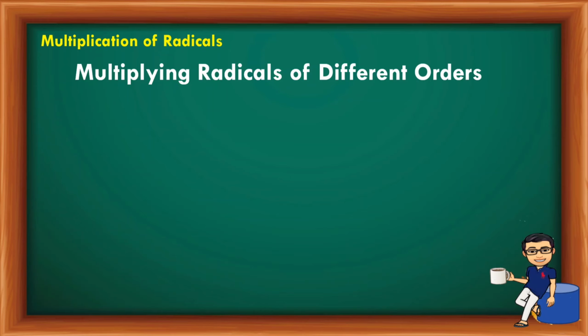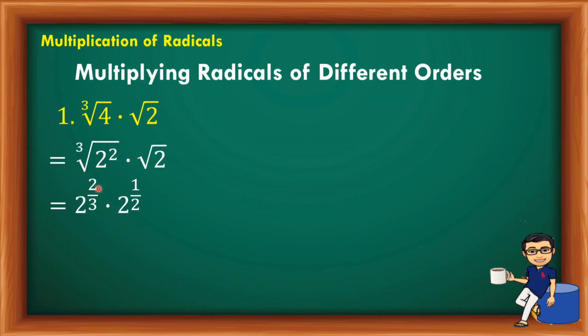And the third method is multiplying radicals of different orders. Yan naman yung magkaiba ng index. Cube root of 4, square root of 2. Index nito ay 3, index nito ay 2. So pipiliin nyo kung alin ang pwede i-change sa dalawa sa rational exponent. So 4 ang pwede, 2 to the second. Mahalaga na maging parehas itong base na to at yung radicand nung isa. Okay? So pwede na natin i-change sa fractional exponent o sa rational exponent. So 2 raised to 2/3, ito yon, 2 raised to 1/2. Okay, so we have that.